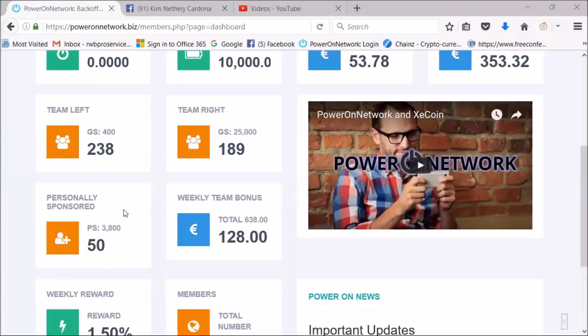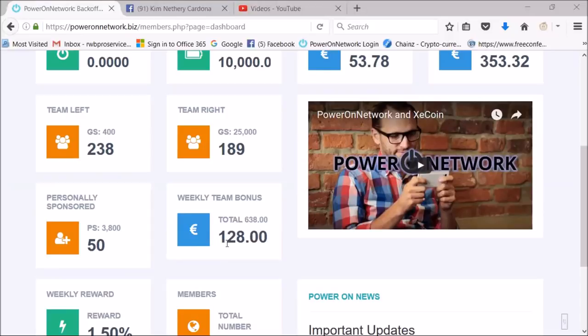Personally sponsored: these are the people that I've sponsored down here. This is the total number of points that I've got from personally sponsoring those people. The weekly team bonus is based on the infinity matching bonus that we get. It's also the binary compensation or the dual bonus. All those monies go in here. This is what I got the past week, and this is the total amount of money that I've received so far.